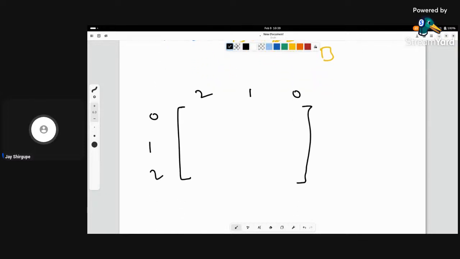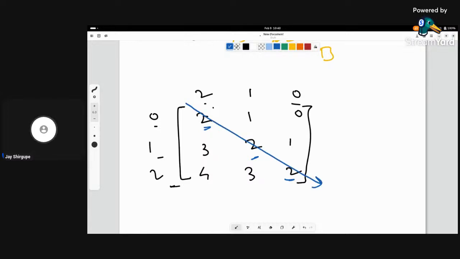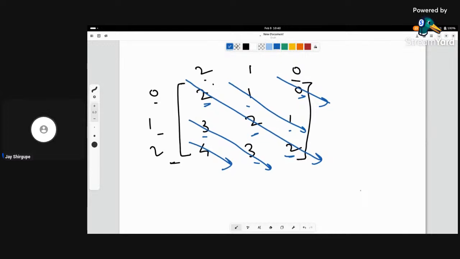Now, if you look at the sum of the x and y indices, then this is 0 plus 2 is 2, 0 plus 1 is 1, this is 0, this is 1 plus 2 is 3, 2, 1, and 2 plus 2 is 4, 2 plus 1 is 3, and 2 plus 0 is 2. Now, if you look at the constant sum elements, all 2's over here, you will get a diagonal from left to right. All 1's, you get a diagonal from left to right. All 0's, all 3's, all 4's, each gives a diagonal from left to right.